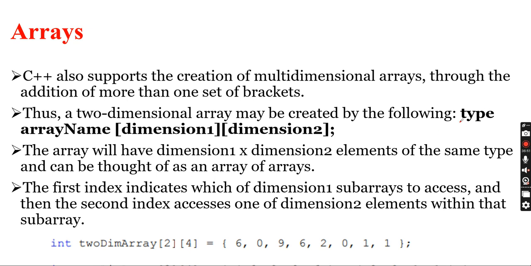We can create multi-dimensional arrays, like 2D arrays and 3D arrays. This will give you the size of one dimension, then the size of another dimension. For example, this will create an array of two dimensions, with a first dimension value of this, a first row and a second row. It's like a matrix with two rows and four columns.